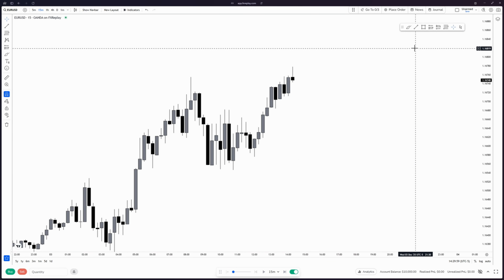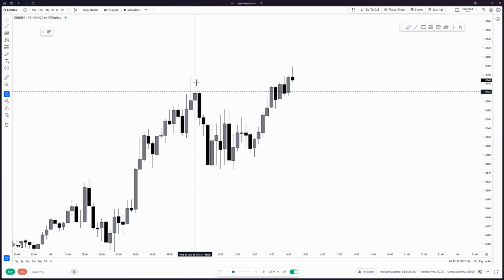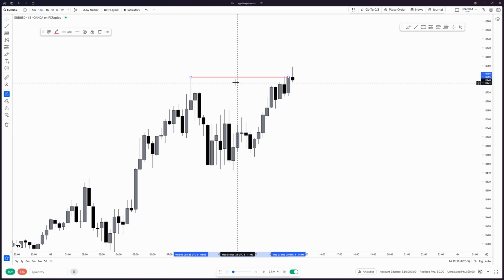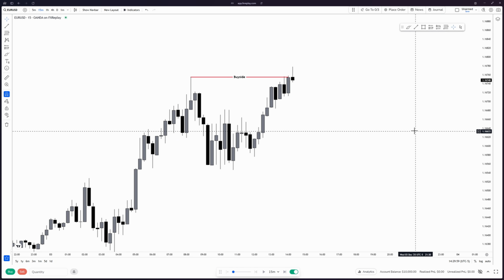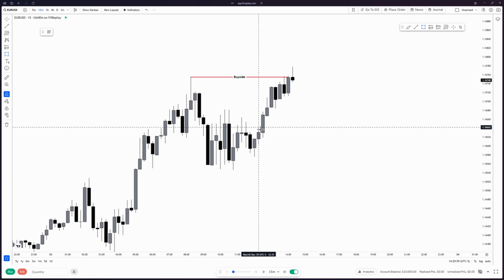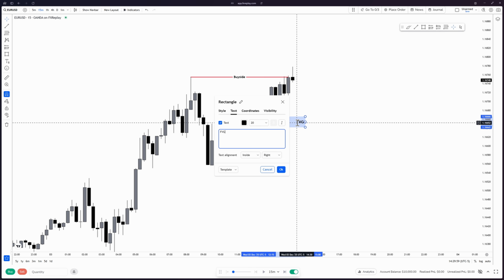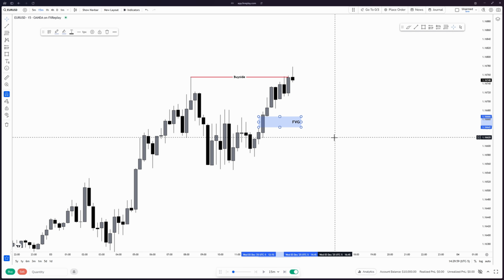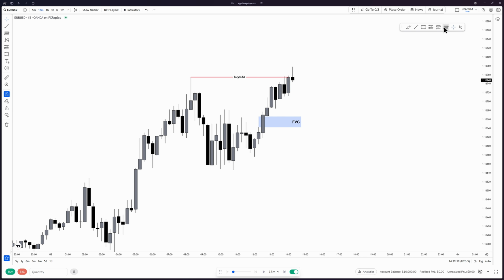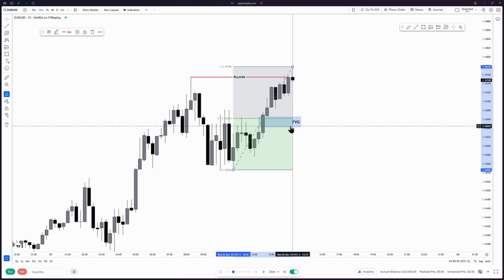In this example, we had a 15-minute swing high, which has been swept, so this becomes our buy-side liquidity. We also have a fair value gap here, so we will mark this out as well. Why did we mark this fair value gap? Because we don't have any clear high here, so we marked the fair value gap that is in the discount zone.